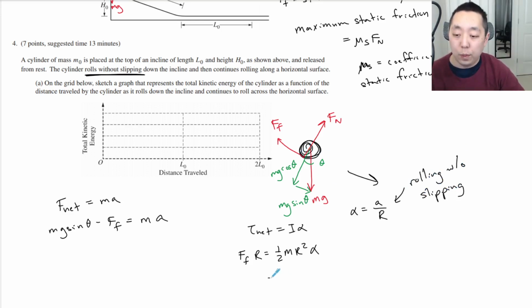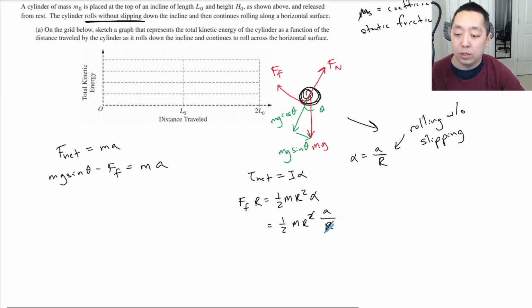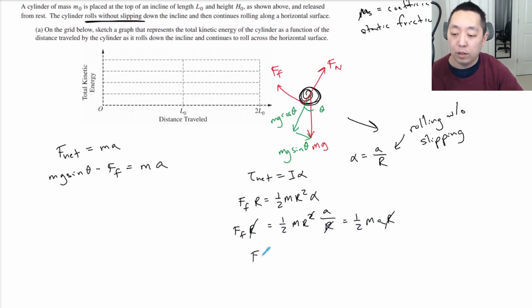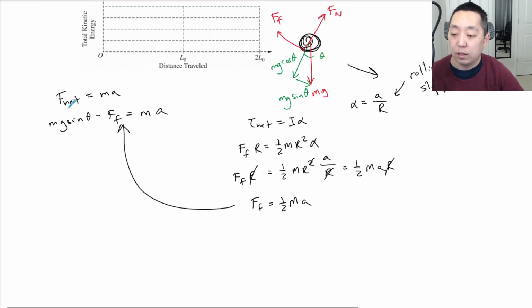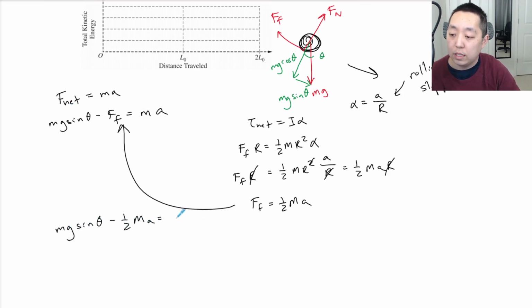Okay, so this part becomes 1/2 mr squared times a over R. And so that will cancel, and that will be 1/2 ma times R is the force of friction. The R's can cancel here, and you get the force of friction is 1/2 ma. You can then plug that into here, and I can find the acceleration. So mg sine theta minus 1/2 ma is equal to ma. So add it over to here, I get mg sine theta is equal to 3/2 ma. The m's cancel, and so a in this case would be 2/3 g sine theta.